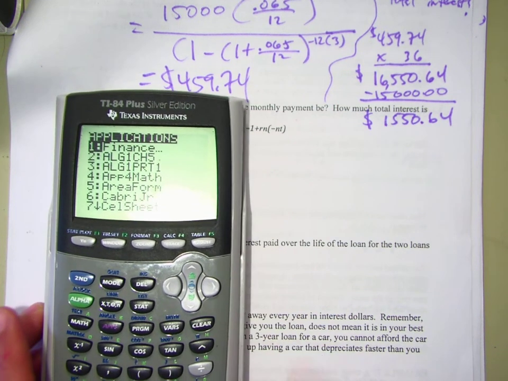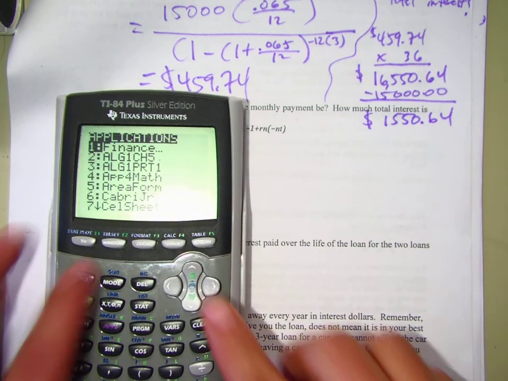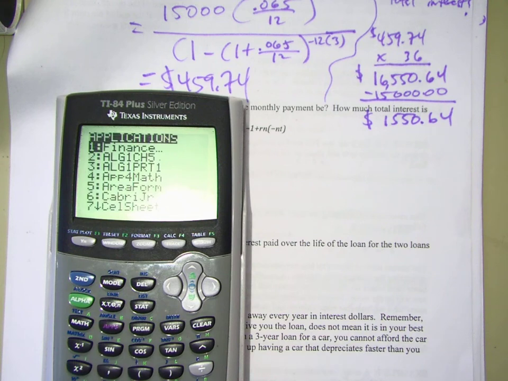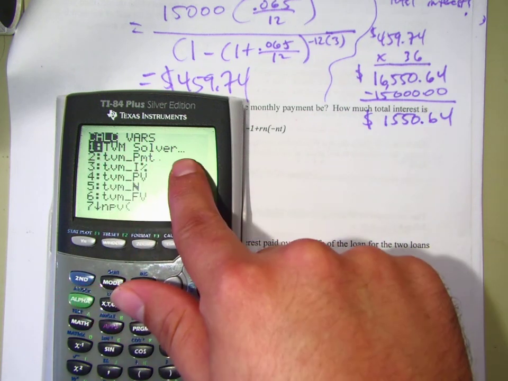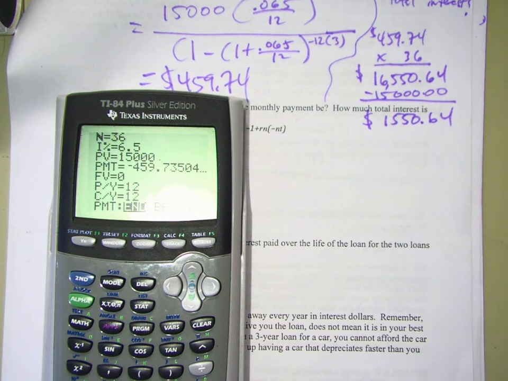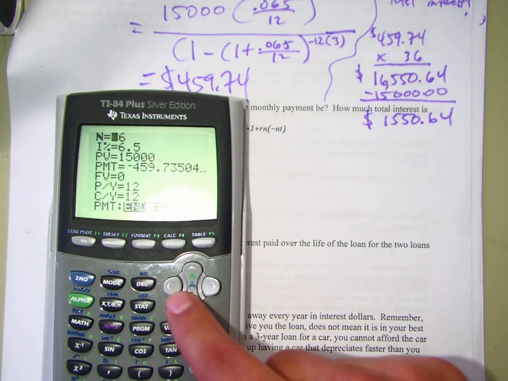Okay? Once again, you press the applications button right next to the math button. Basically where my finger is on the screen. You press that. First option is finance. Hit enter. Takes you here. Very first option, TVM Solver. That's where we want to be. And now you see a bunch of stuff here, right?